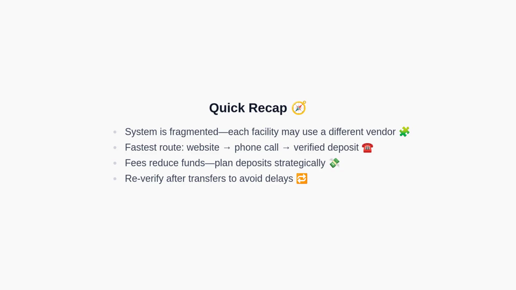To recap, the system is fragmented, and each facility may rely on a different vendor. The fastest route is to check the facility website, make the necessary phone call to the administrative or business office, and then complete a verified deposit. Be mindful that fees reduce available funds, so plan deposits strategically. Finally, re-verify whenever your loved one is transferred to avoid delays.